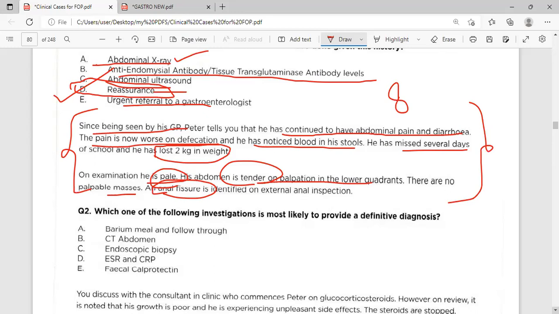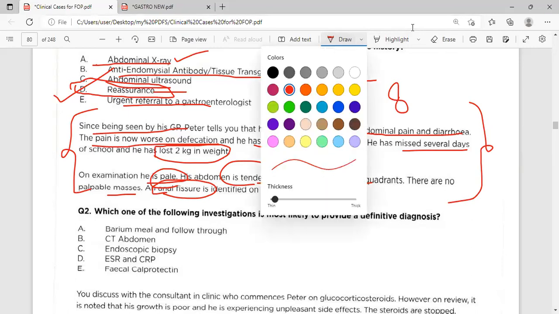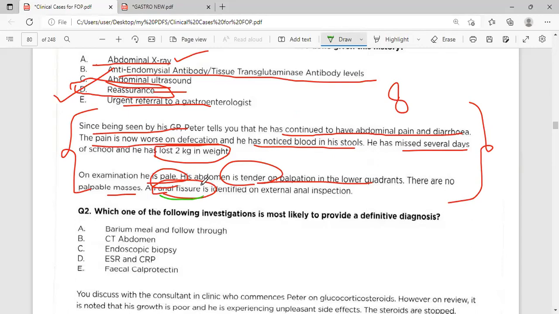Crohn's disease. Okay, why not ulcerative colitis? He has bloody stool. Because in Crohn's disease, fissures, strictures and fistulae occur. Exactly. This is the case of Crohn's disease. That's why he has anal fissure.